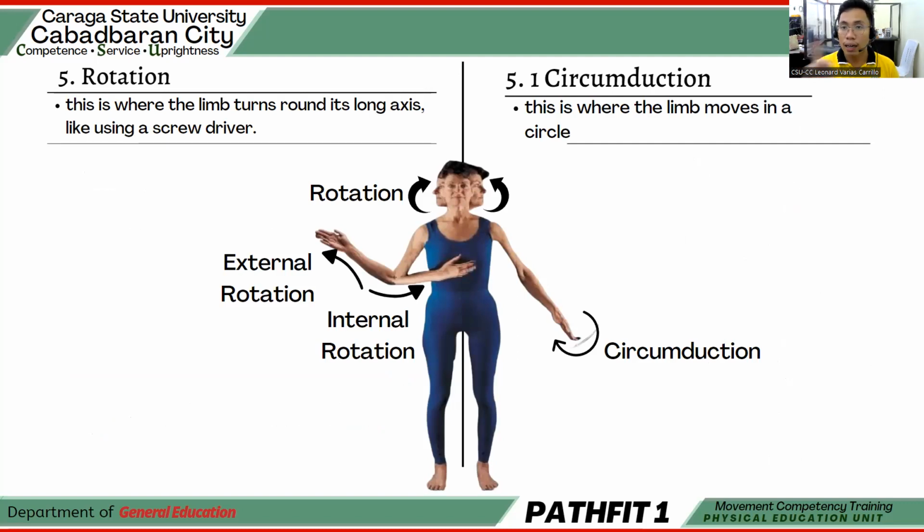So nara ato ang side by side nga pag explain sa rotation and circumduction. So rotation is again where the limb turns around its long axis. So within its axis na siya, like using a screwdriver. Ana-ana lang, no? And this is ang circumduction. This is where the limb moves in a circle.